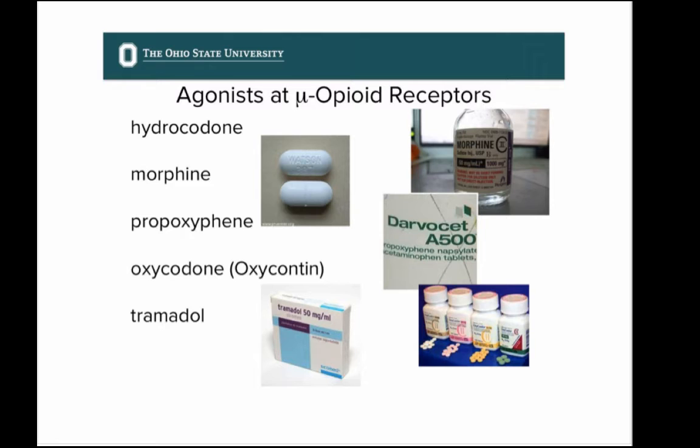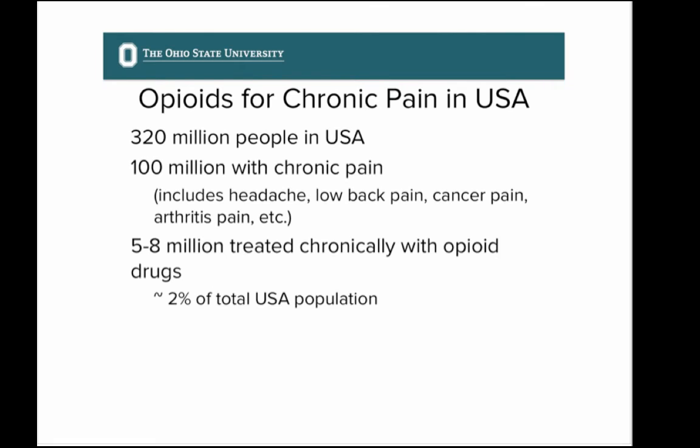And of that, about 5 to 8 million are treated chronically with opioid drugs, or about 2% of the total population. I should mention here that while these drugs are wonderful at alleviating pain, they do not control all types of pain. So there are some kinds of pain that cannot be treated well by the opioid drugs.